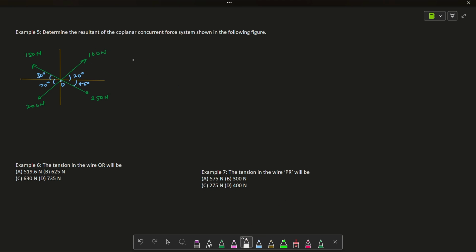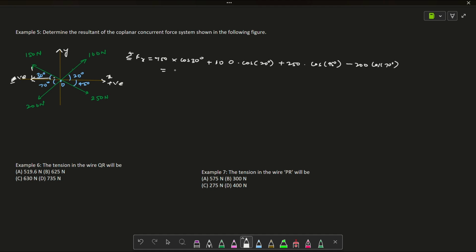It's a very simple question. We have to calculate Fx. In this direction we are taking positive, so this one is positive x and this one is positive y. The component of the 150 Newton force lies in the opposite direction, so I have taken a negative sign: minus 150 cos 30 degrees. For 100 Newton it is positive, so plus 100 cos 20 degrees, plus 250 cos 45 degrees, and minus 200 cos 70 degrees.